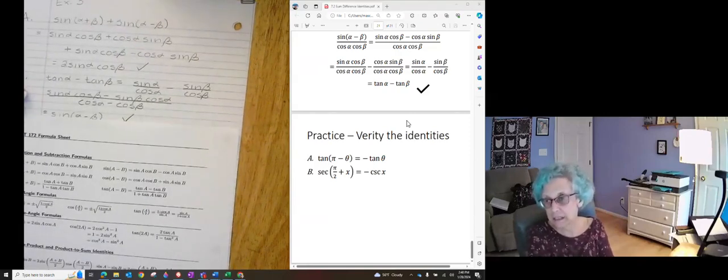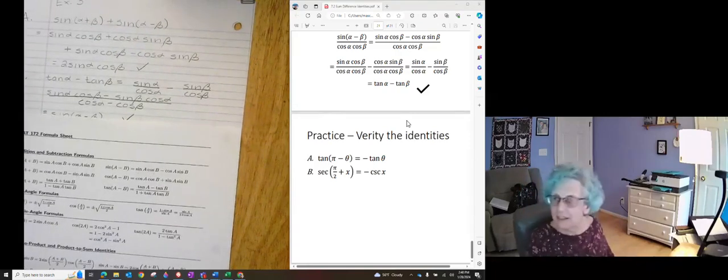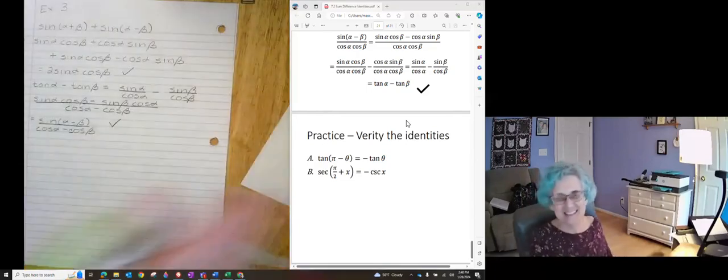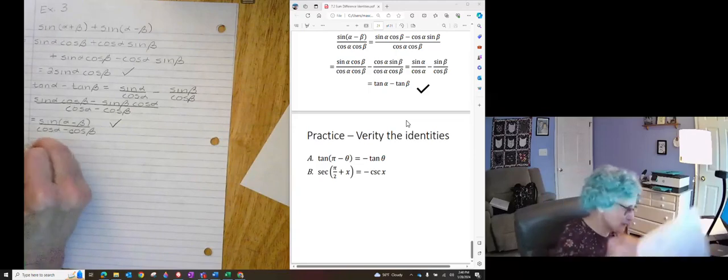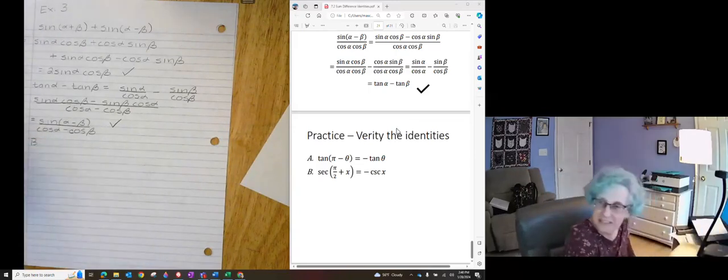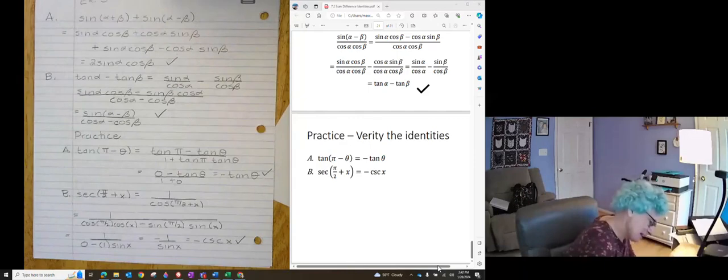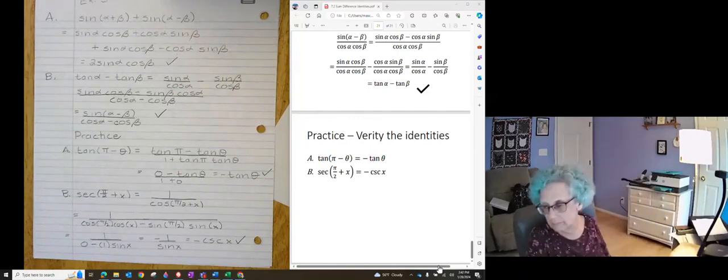Here's some identities. Verify the identities. I'll fix that before I post it for you. So practice, then we'll come back and compare answers.